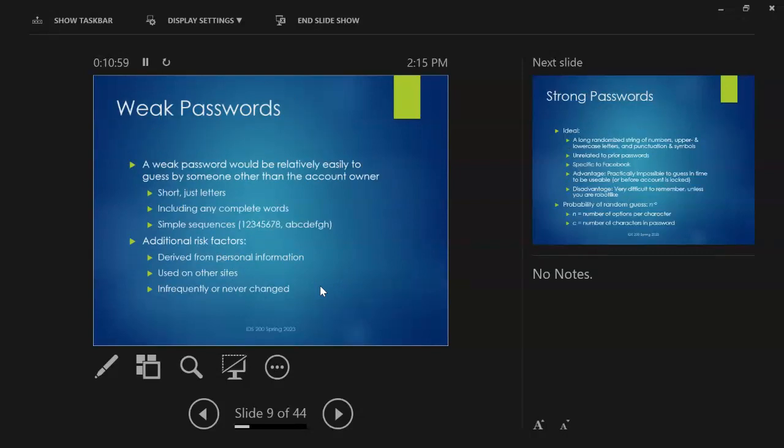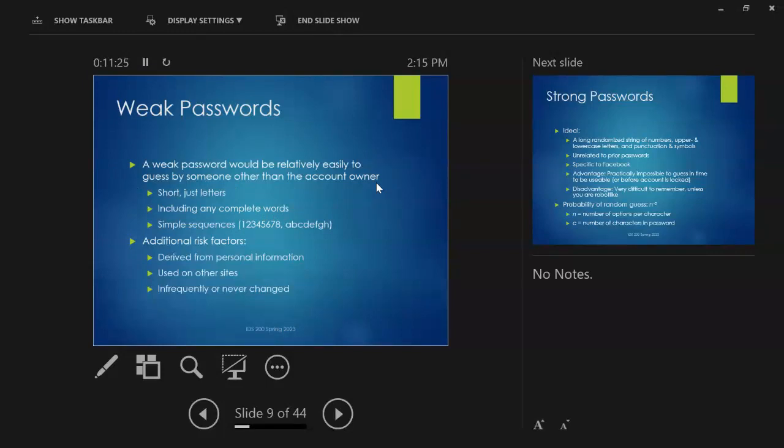All right. Now, we're going to distinguish between weak and strong passwords. So a weak password is one that's relatively easy to guess by someone other than the account owner. So, for example, a short password just containing letters would be a lot easier to guess than a long password with many possible non-letter options. A password that includes complete words is also really weak.